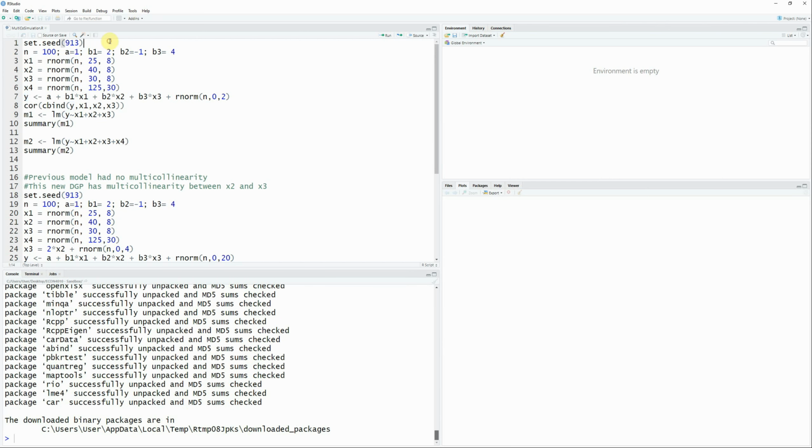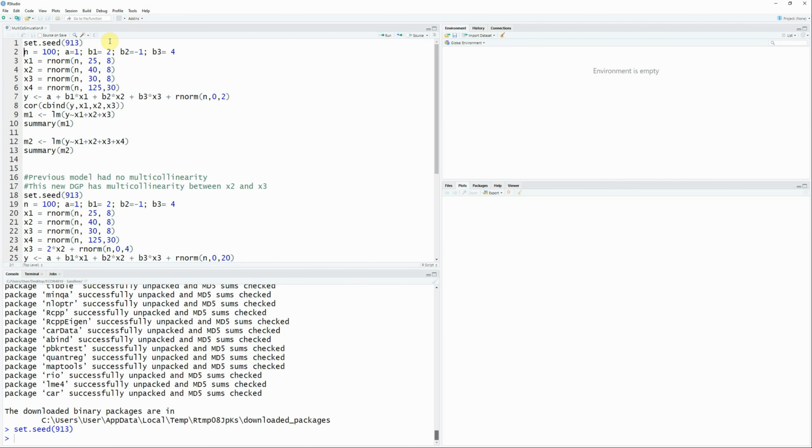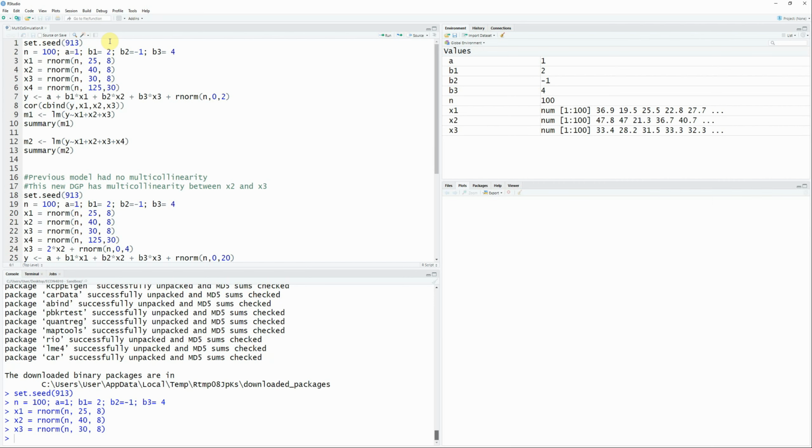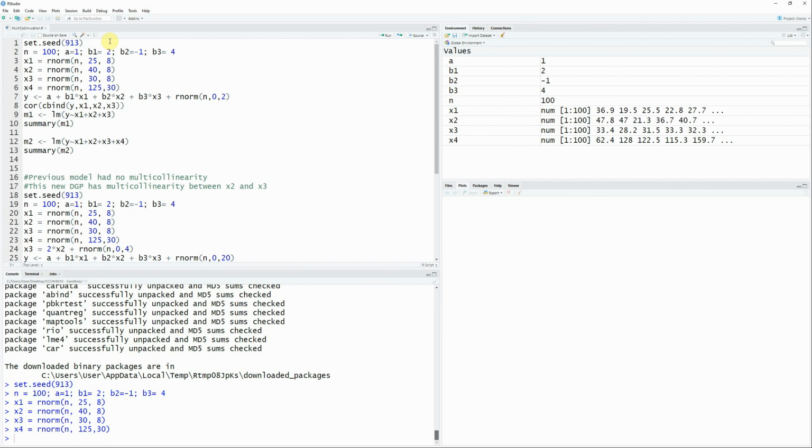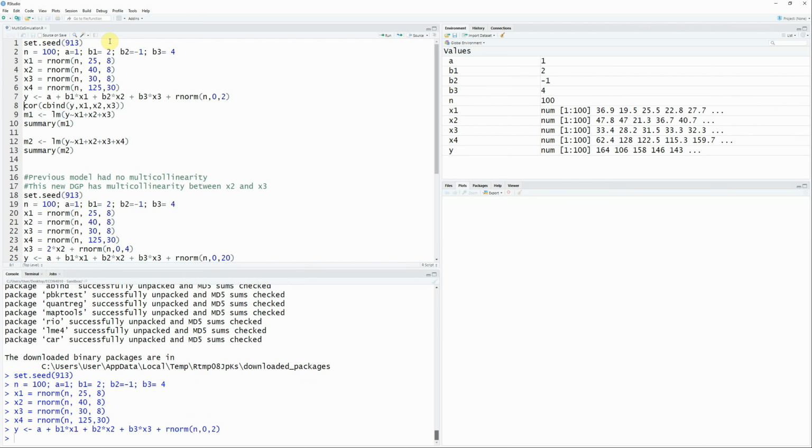Done. So let's run the code. We are not using x4 here. We talk about it later. So now we have y, defined using x1, x2, and x3 and the parameters. Let's look at the correlation function. I'm using cbind to have y, x1, x2, and x3 in one matrix and insert that matrix into the cor function.